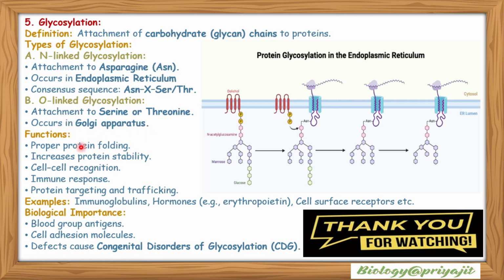So what are the functions of glycosylation? It helps promote proper protein folding, increases protein stability, promotes cell recognition, influences immune response, and also regulates protein targeting and trafficking. Examples include immunoglobulins, hormones such as erythropoietin, and cell surface receptors. Those are examples where glycosylation can be found. In biological importance, blood group antigens, cell adhesion molecules, and defects cause congenital disorders of glycosylation.